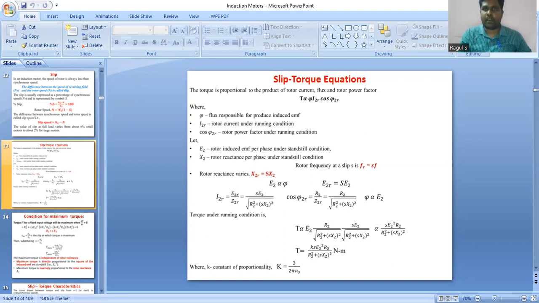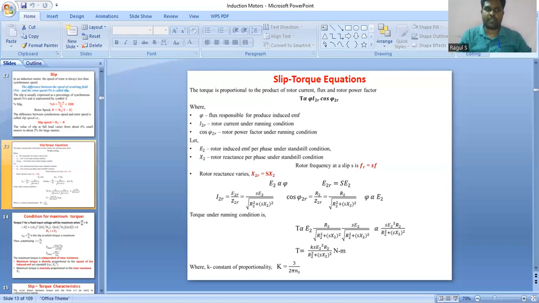The next topic is losses and efficiency. In an induction motor, various losses occur during the energy conversion. In these cases, we consider two kinds of losses: one is constant losses, and the other is variable losses. Constant losses are the losses which are independent of the load and remain constant irrespective of load variations.